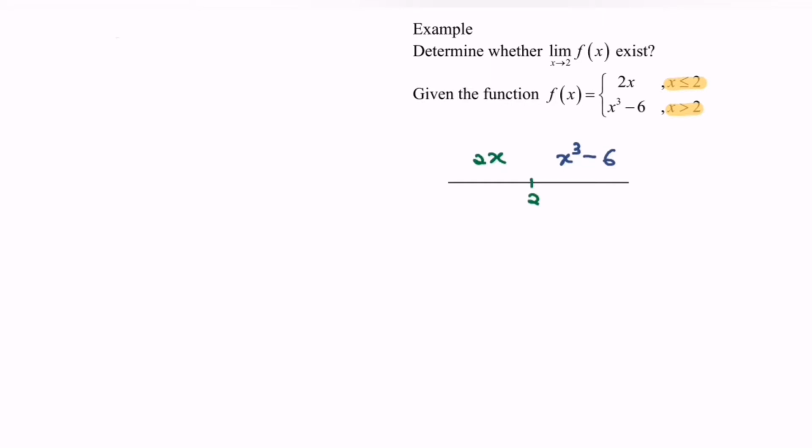Let's determine the value for the limit when x approaches 2 from the left, and the limit when x approaches 2 from the right. Kindly refer to the left, and we have the function 2x. After the substitution, we will have 4. For the function on the right-hand side, we have x cubed minus 6. If we substitute the value, we will have 8 minus 6, which is 2.